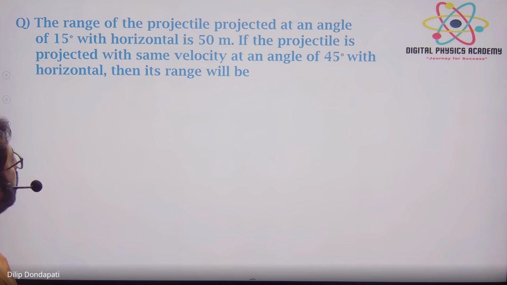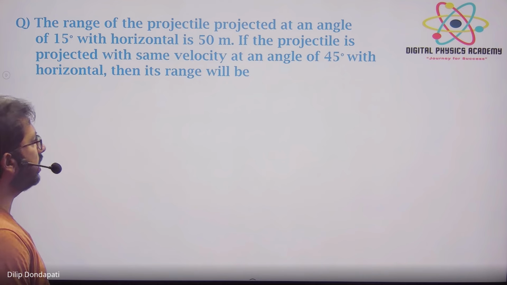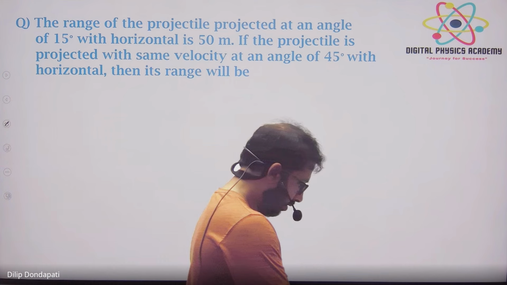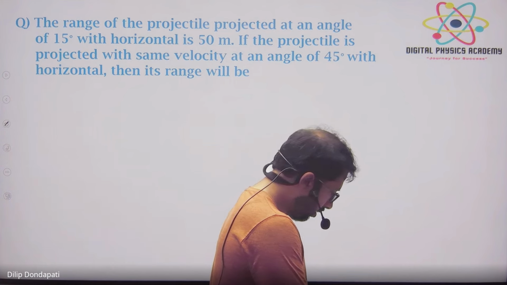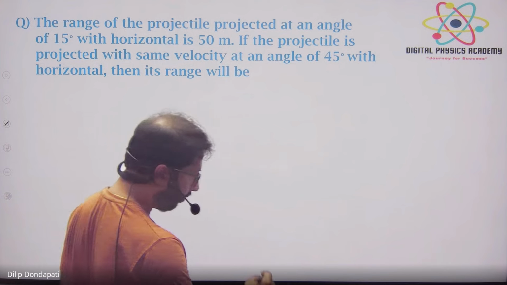The range of a projectile projected at angle 15 degrees with the horizontal is 50 meters. If the projectile is projected with the same velocity at an angle 45 degrees, then the range will be. I'll give options.